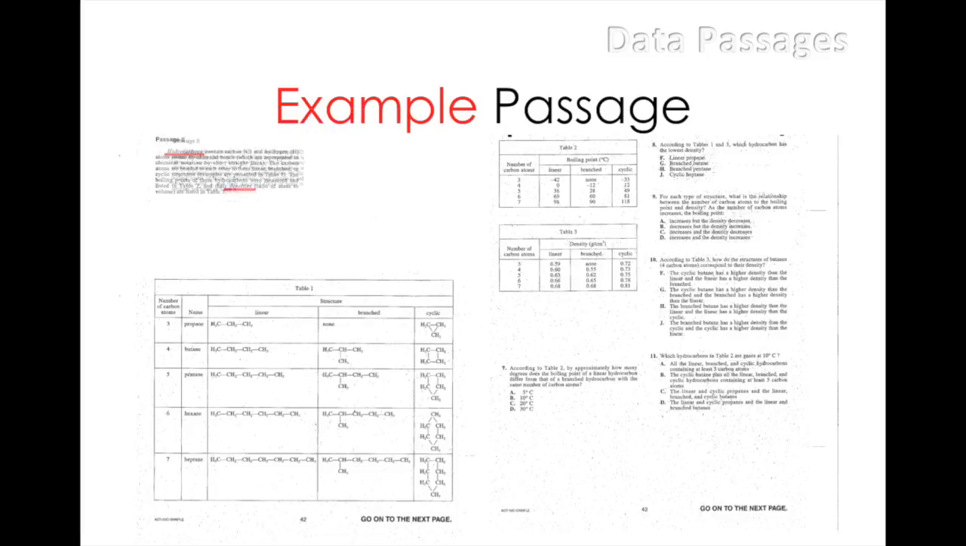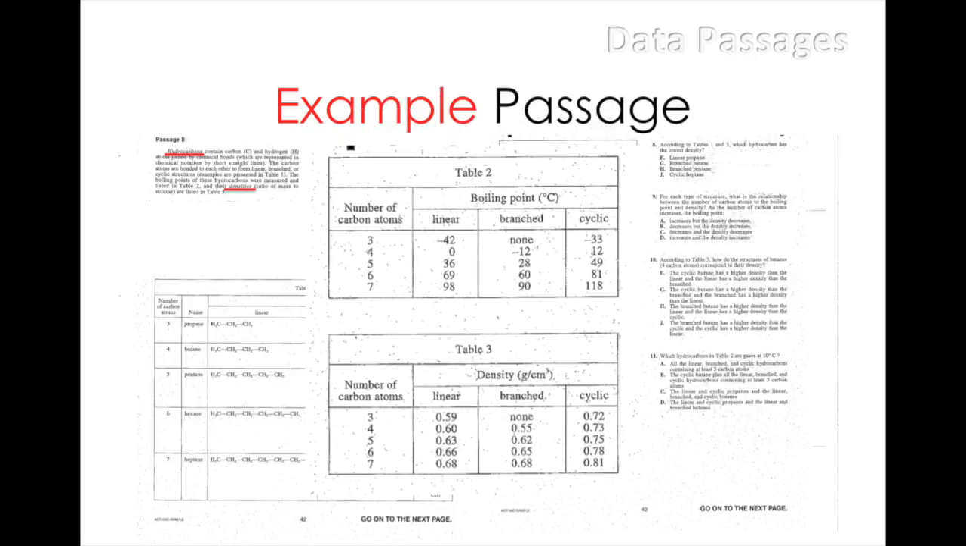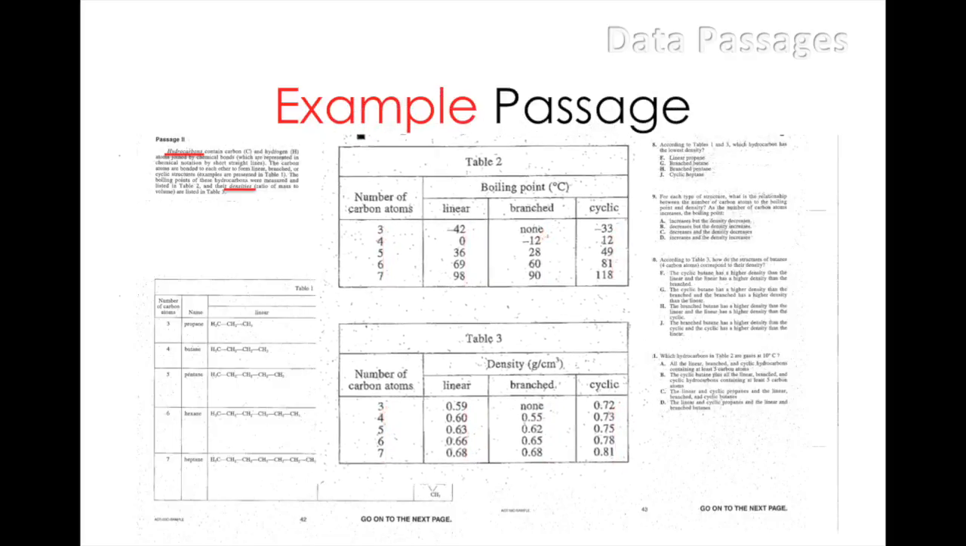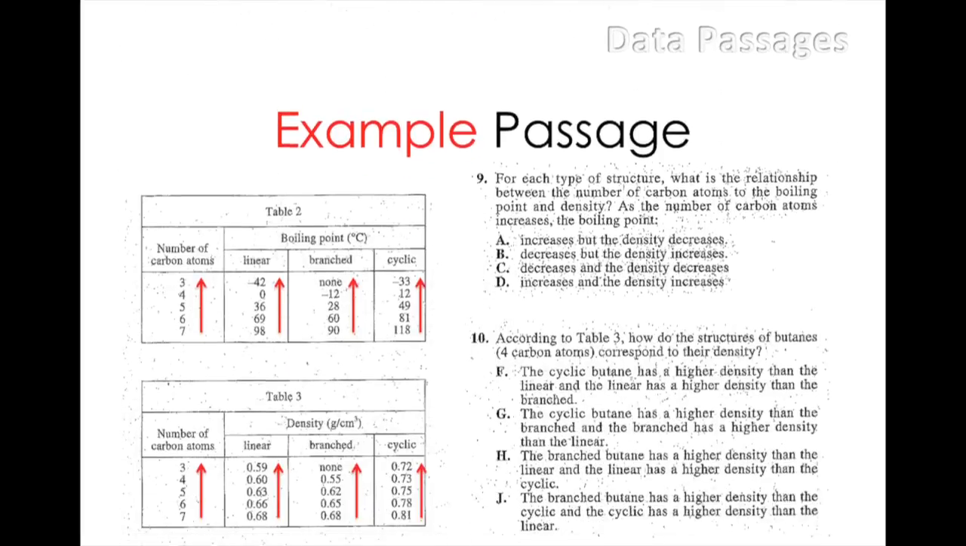Next, begin annotating the tables. In each column, the numbers are increasing, which is represented by the up arrows. Finally, we will look at a few of the questions to see how all of the strategies can help us. Let's first look at number 9.